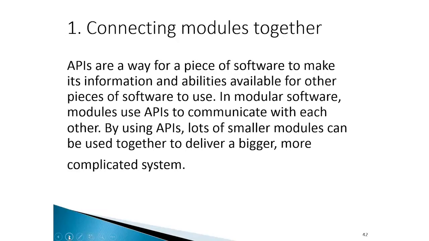So on the next slide, as a bit of explanation, APIs are ways for pieces of software to make their information and abilities available for other pieces of software to use. So again, in modular software, modules would use APIs to communicate with each other. What becomes important with modular design is defining what each module does and defining how each module communicates with the others. And that definition, that API interface, is kind of our contract between what Module A provides to Module B and what Module B expects from Module A to work, for example. That's what delivers us the benefit of being able to switch modules out and improve modules later.